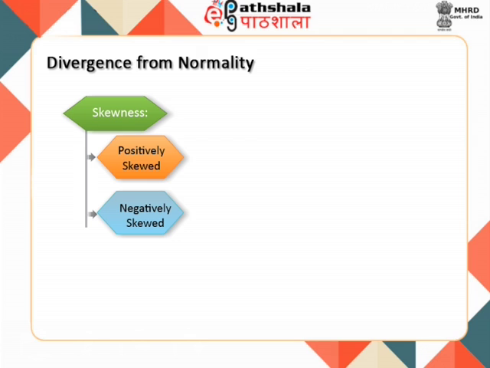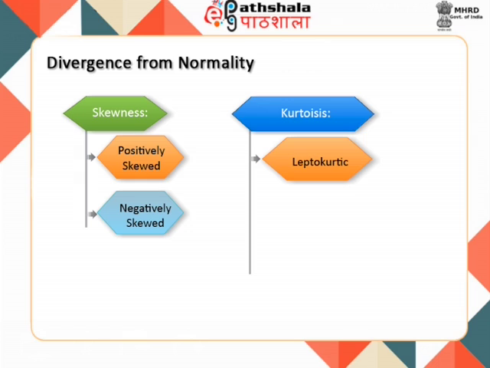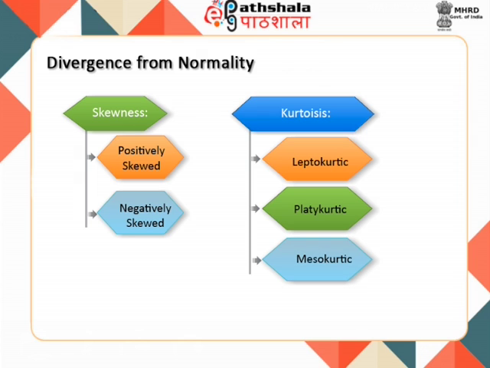The second divergence is kurtosis. It is described as whether the distribution is peaked or flattened. The three general types of curves on the basis of their shape are leptokurtic, a frequency distribution more peaked than the normal; platykurtic, a relatively flatter curve than the normal curve; and mesokurtic, a normal curve.